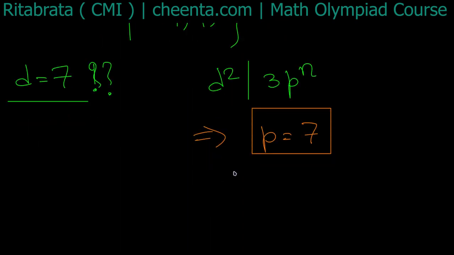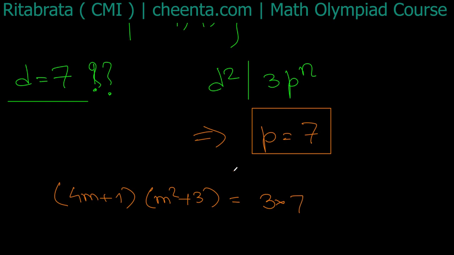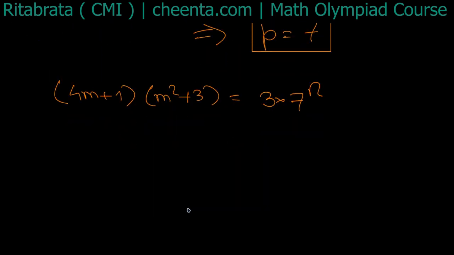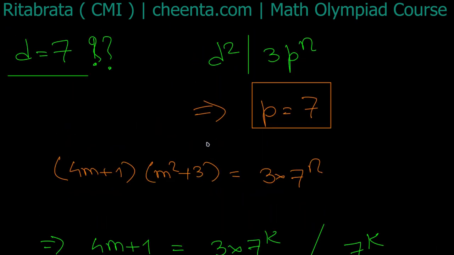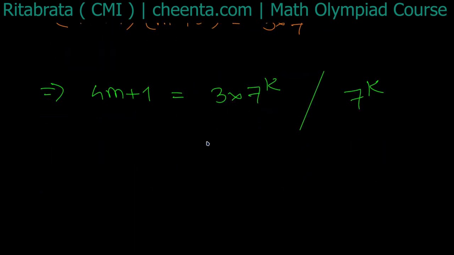This is a good observation. Now what are all the other possible things? We have 4m plus 1 into m square plus 3 equal to 3 times 7 to the power n. So what does that mean? My 4m plus 1 is of the form either 3 into a power of 7 or just a power of 7. These are all possible cases. You also know that GCD of 4m plus 1 and m square plus 3 is just 7. So any bigger power of 7 cannot divide both. So how can we use this thing?